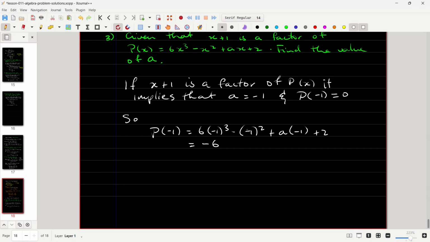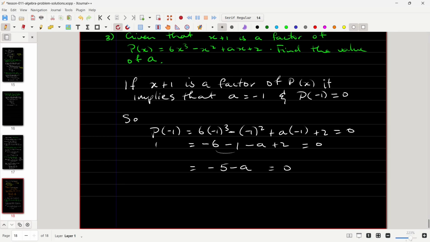This here would be positive with a negative sign here. That means that this here would be negative 1. This here would be negative a and then positive 2. So we're seeing negative 7 plus 2, which is negative 5. So we're going to have negative 5 minus a. And remember, this is equal to 0. So this here is equal to 0.